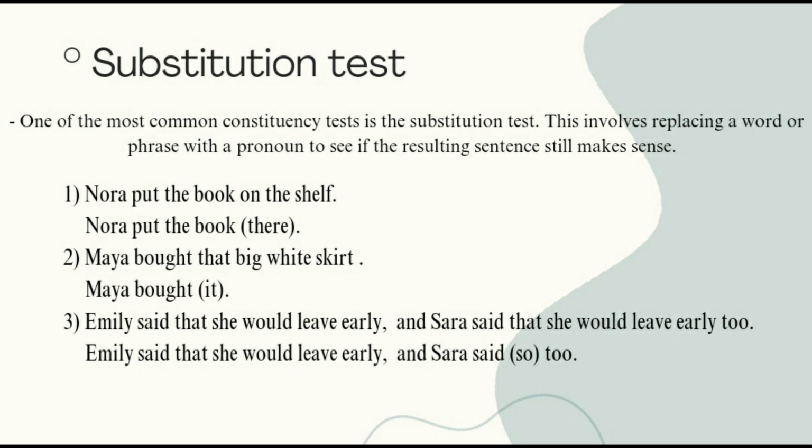Maya bought that big white shirt. It's gonna change into Maya bought it. Emily said that she would leave early, and Sarah said that she would leave early too. So with this last sentence, we're gonna change it from Sarah said that she would leave early to Sarah said so. So the sentence will be Emily said that she would leave early and Sarah said so too.